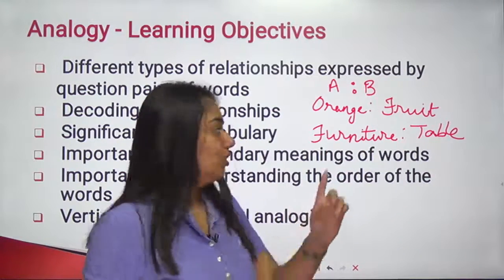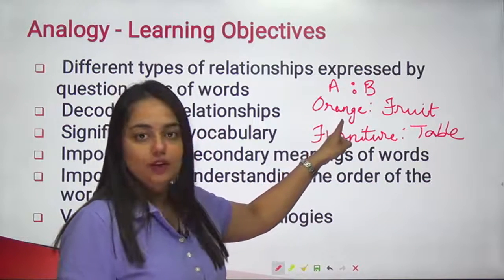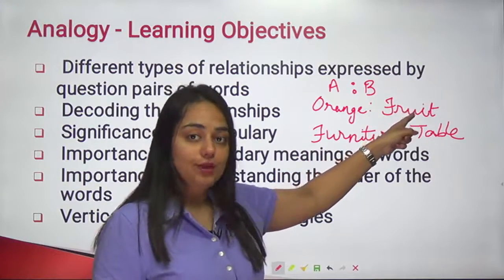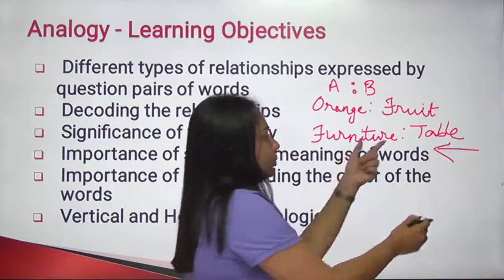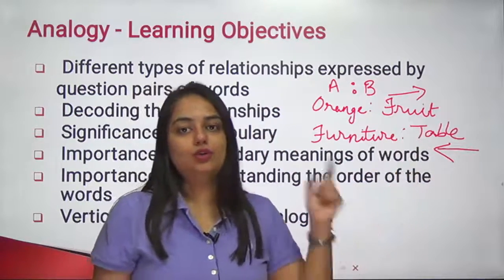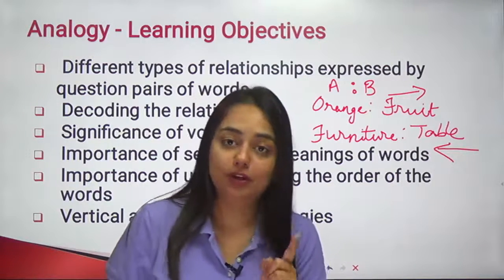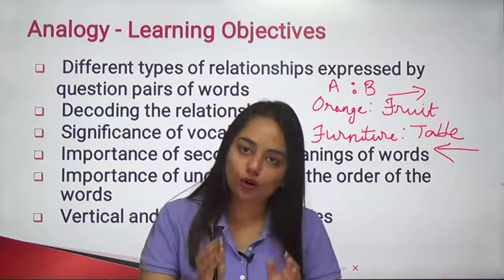But look at this, the order is different. Here the smaller unit was given in the first place, that is A, and the broader one was given in the place of B. So you cannot reverse the order. The order for this one is this and for this one is like this. The order should also be same. So don't fall for those choices which have similar relation but different order. Always make sure the relation is also same and the order is also same.